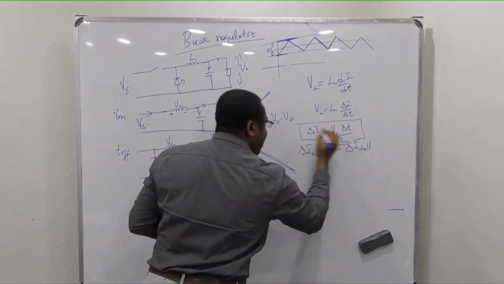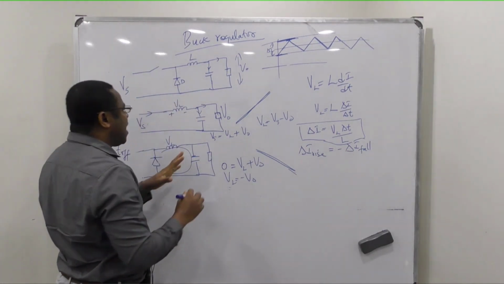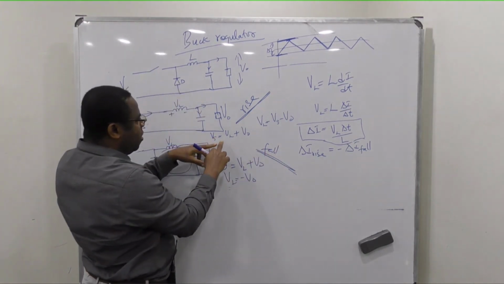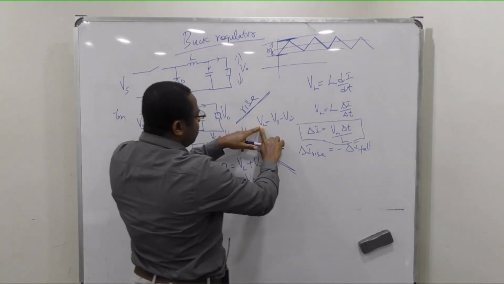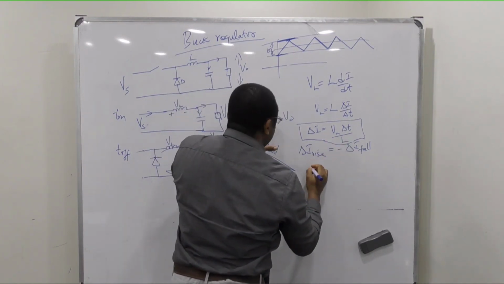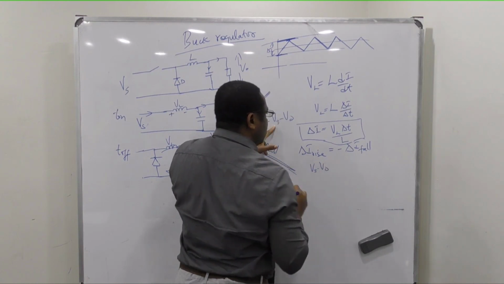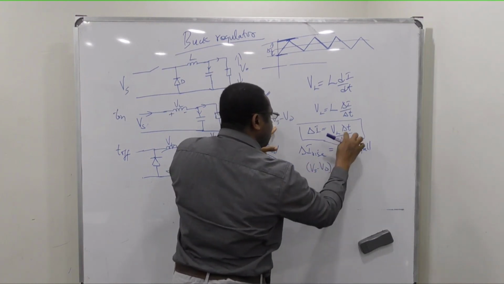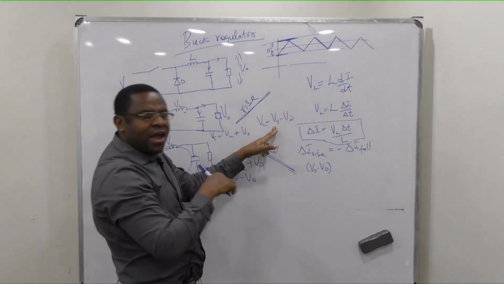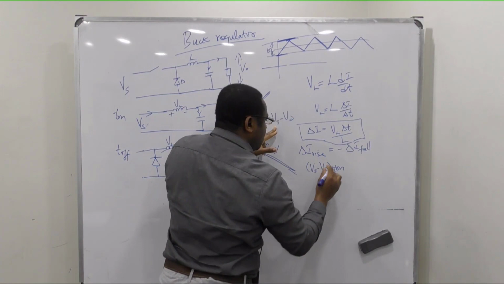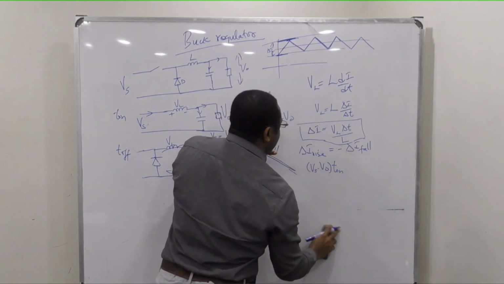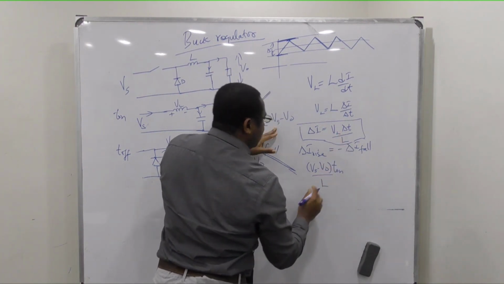So I'm going to write VL. What is VL for the rise? Remember, this is our rise, and this is our fall, right? What is VL for the rise? Look at it, VL is Vs minus Vo. So I'm going to write that here: Vs minus Vo, times, which time are we talking about? Time on, so times T on, divided by L. That is for the rise.